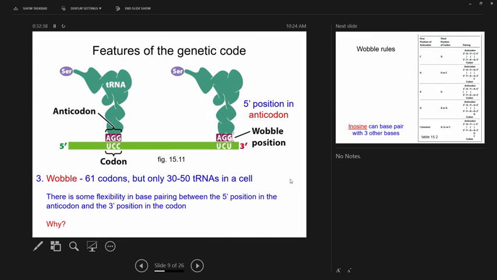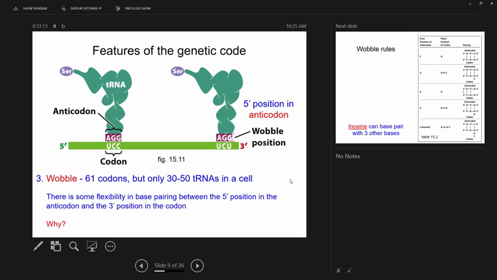In addition, there is something called wobble. That's pretty much what it looks like too. That was a very good demonstration about what the anticodon loop looks like during a wobble situation that I'm going to describe now.